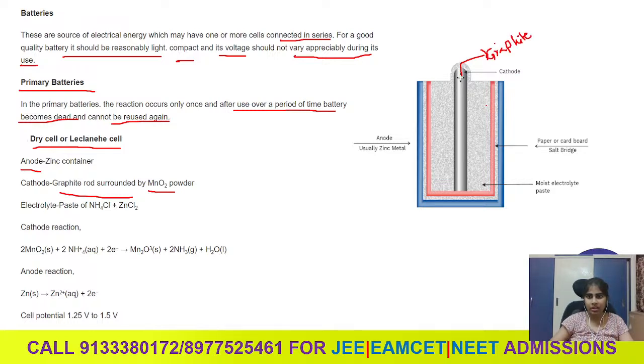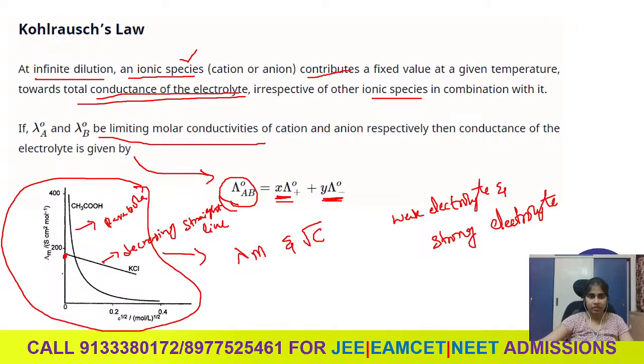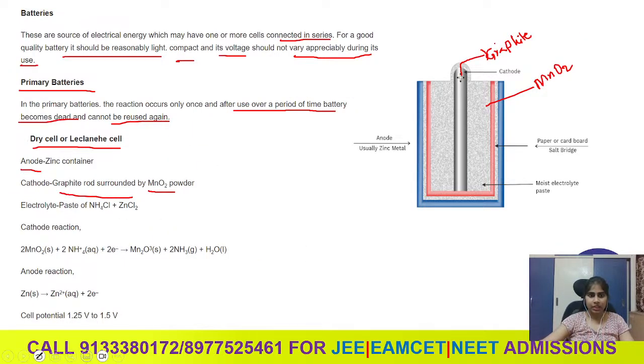Graphite which is surrounded by MnO2 powder. Here the electrolyte is the paste of NH4Cl and ZnCl2. This is the electrolyte. What happens when we introduce this battery into a device?